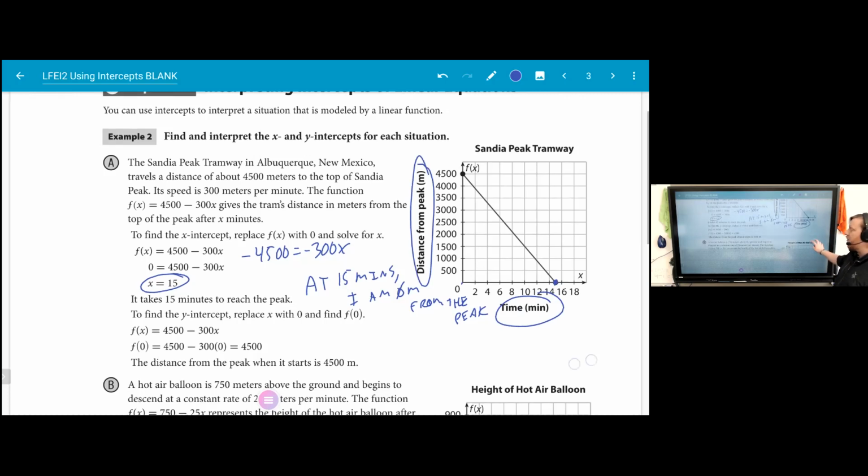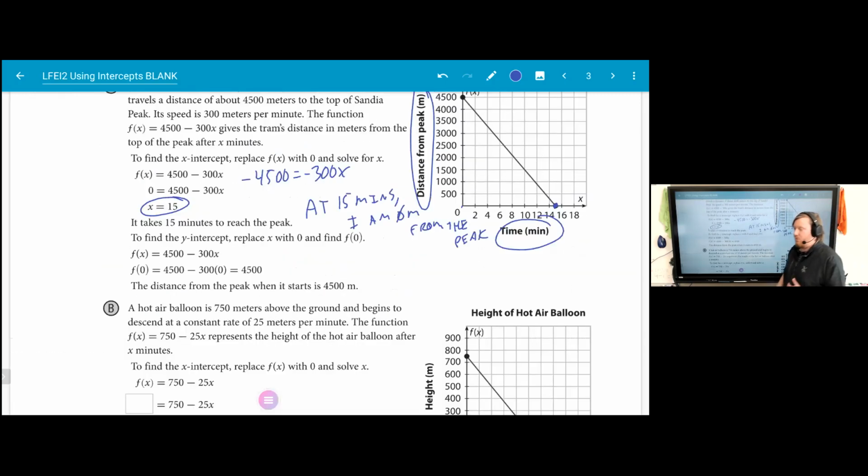We're going to do the same thing with the y. We replace x with 0. The value of the function when x is 0, 4,500 minus 0, is 4,500. In other words, at time 0, at 0 minutes, I am 4,500 meters away from the peak.